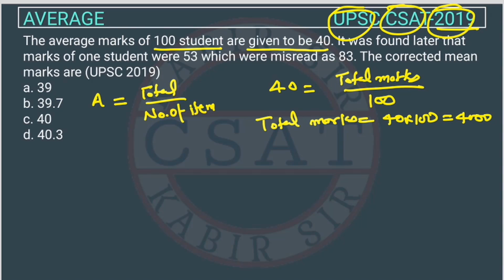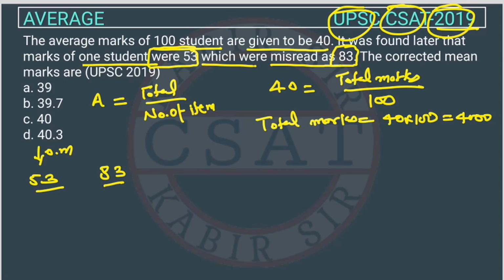Now it was found later that marks of one student were 53, which were misread as 83, right? So there was one student whose original marks was 53, right? But they mention or they consider marks 83, right? So they calculated the average on the basis of marks 83, right? But now they want to know the corrected mean marks. Now they wanted to know the corrected average marks, right?